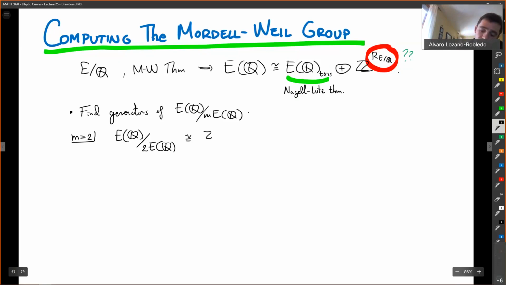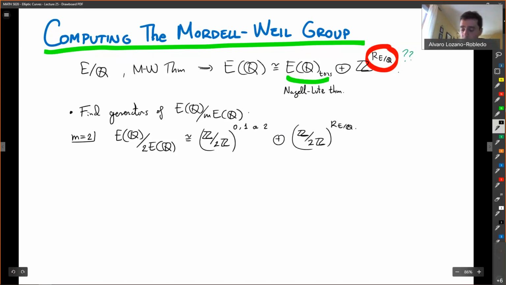So you might have surviving copies of Z mod 2. There might be 0 copies if there is no 2-torsion defined over Q. There might be 1 copy if there is one 2-torsion point over Q, or there might be 2 copies of Z mod 2 defined over Q, plus, and then the rank, the free elements, when you do Z mod 2, you're going to get R copies of Z mod 2 due to the rank of the elliptic curve. Okay, all right. So what we're going to try is find a way to compute this thing.